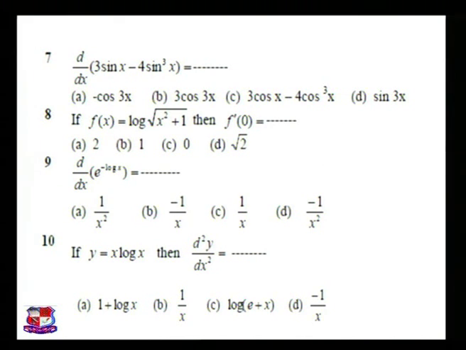Let us move to the 9th question. The 9th MCQ is d by dx of e raised to minus log x is equal to dash.